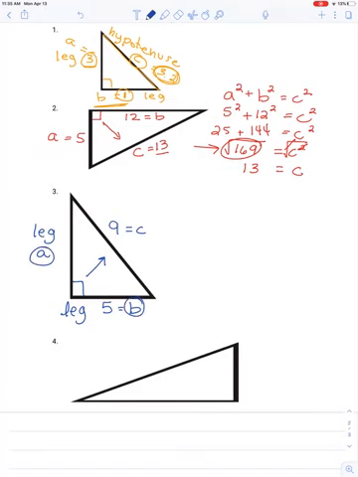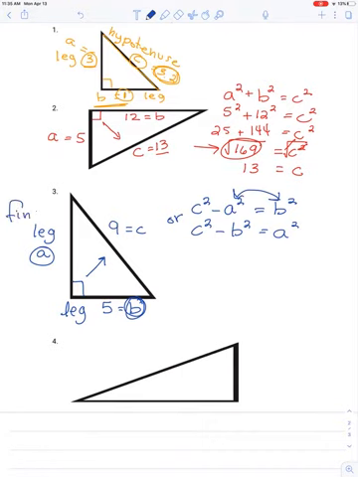So earlier I said C squared minus A squared gives us B squared. So again, if you label this as B and you want to switch this around, you could say C squared minus B squared equals A squared. Okay, you can switch these two around. So let's look at what we have here. And since we're trying to find A, we want A isolated on the equal sign. Okay, this is what we're finding.